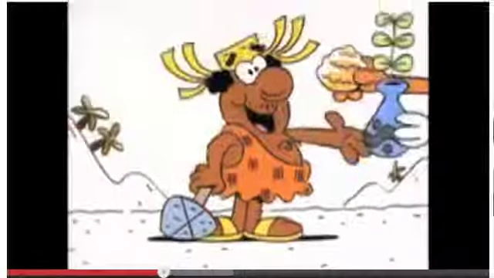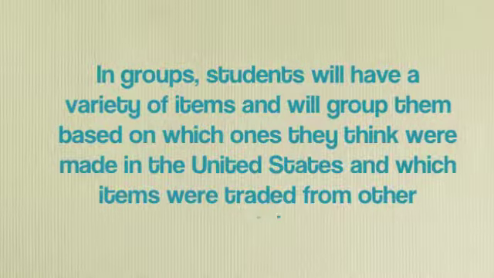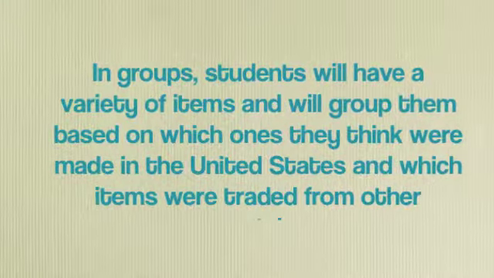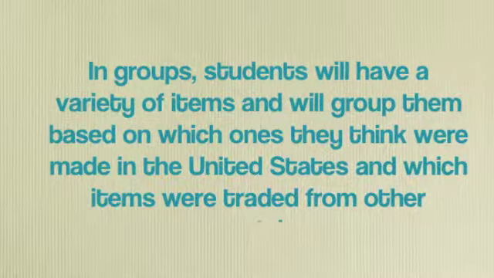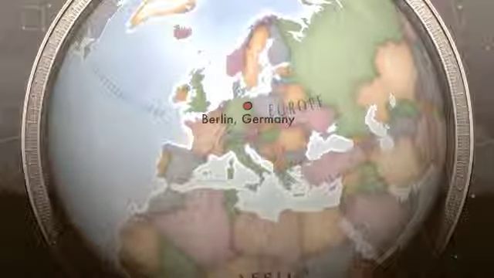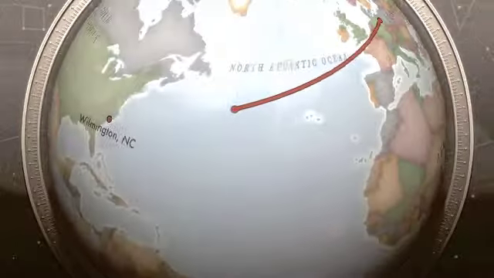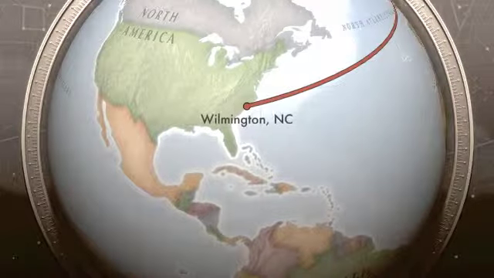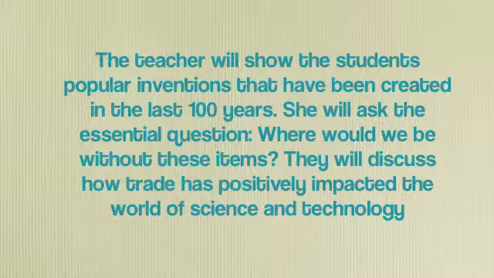Trade and technology. Students will watch the YouTube video, Barter Trading, How Does It Work? In groups, students will have a variety of items and will group them based on which ones they think were made in the United States and which items were traded from other countries. They will learn that the ability of international trade has allowed the world of science and technology to expand significantly. The teacher will show the students popular inventions that have been created in the last 100 years. She will ask the essential question, where would we be without these items? They will discuss how trade has positively impacted the world of science and technology.